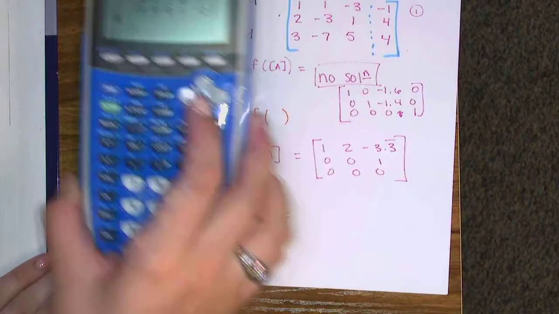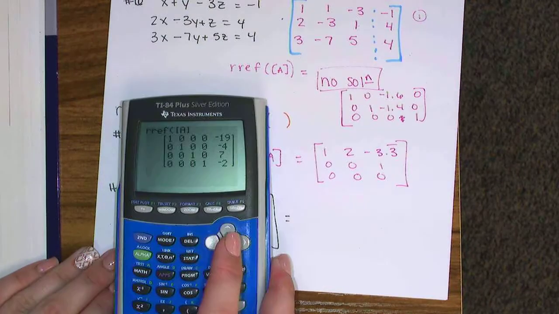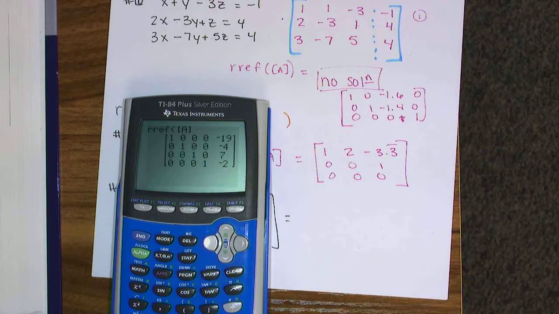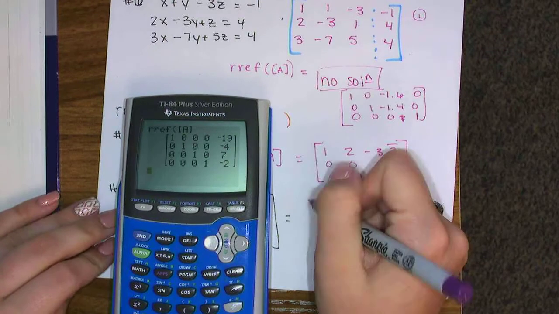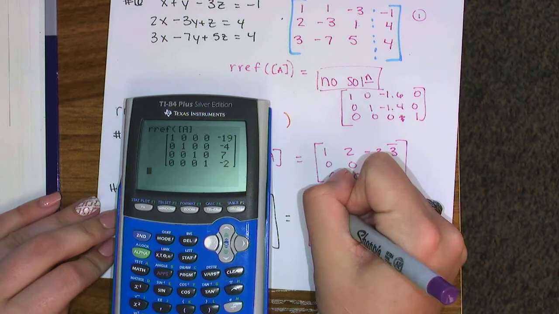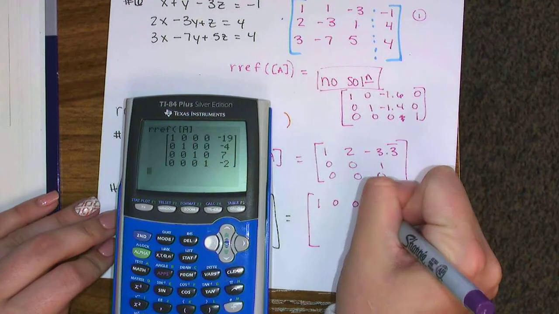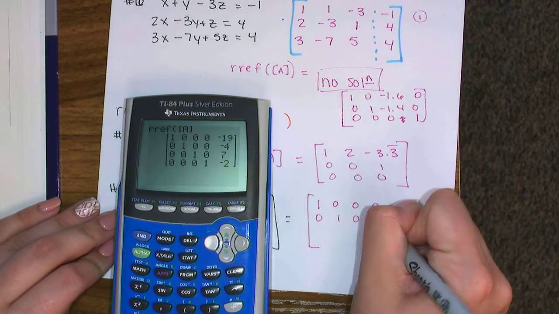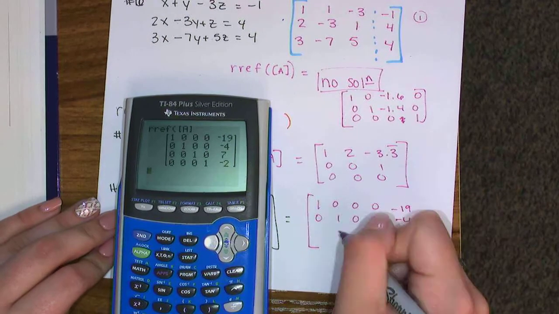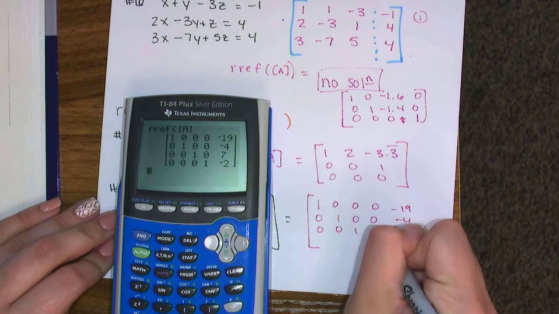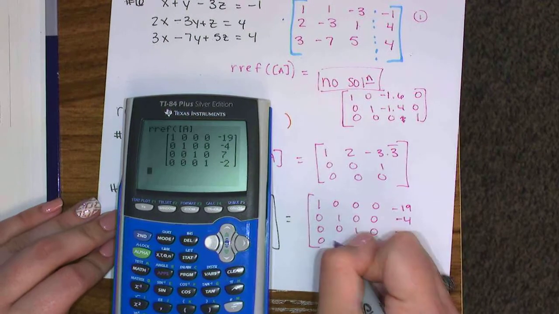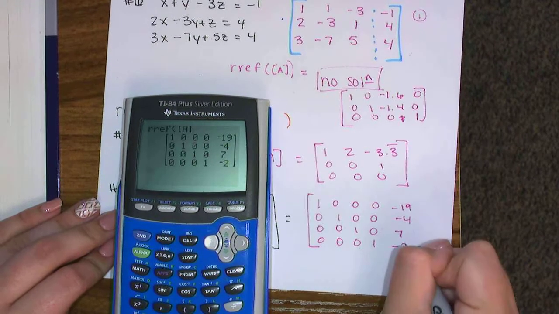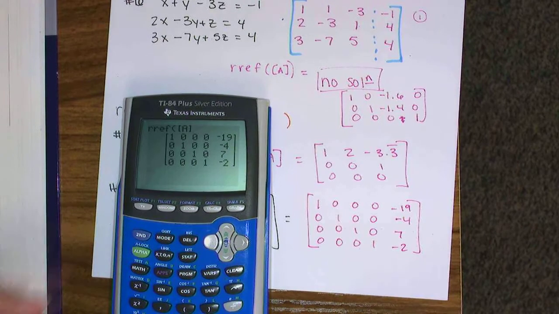So with this one, this one wasn't a system of equations. It didn't tell us anything about it. So I would write then my answer as 1, 0, 0, 0, -19, 0, 1, 0, 0, -4, 0, 0, 1, 0, 7, and 0, 0, 0, 1, -2. And that would be all you have to do for that one.